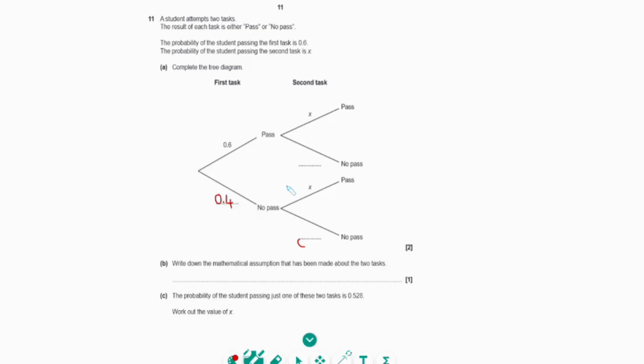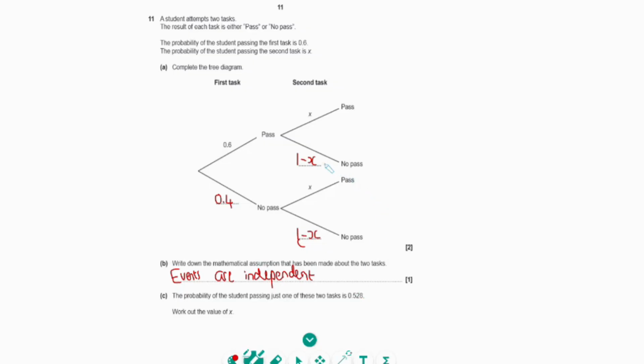0.4. Same with the second task. Each branch has to add up to 1. If this pass is x, no pass is 1 minus x. Write down the mathematical assumption that has been made about the 2 tasks. So our assumption is that the events are independent. The second task is not affected by the first task.